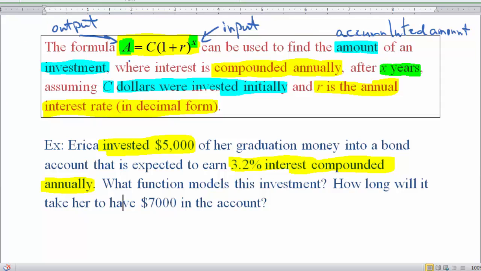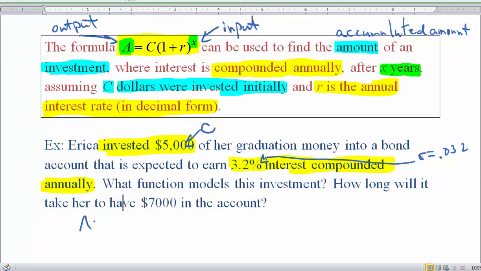And all you're doing to write the function is using that formula up top. So in this case, she invested $5,000, so that's her starting amount, which is her C value. And then the 3.2% interest compounded annually, that would be your R value, right? In decimal form, though, 3.2% is going to be 0.032.